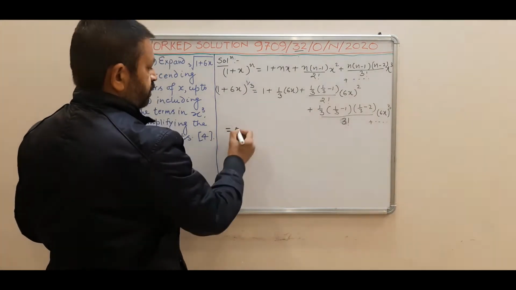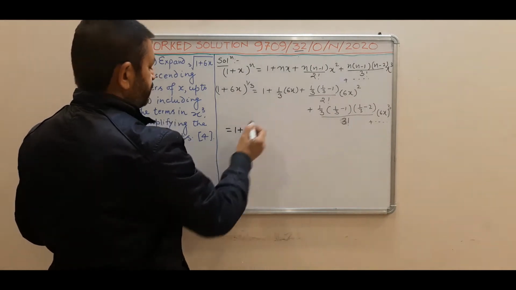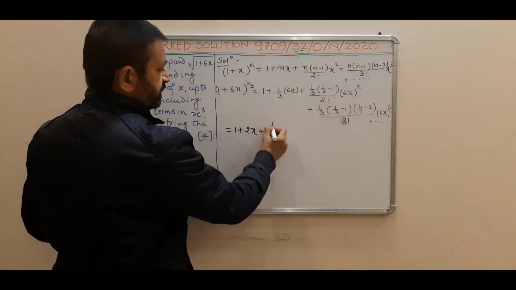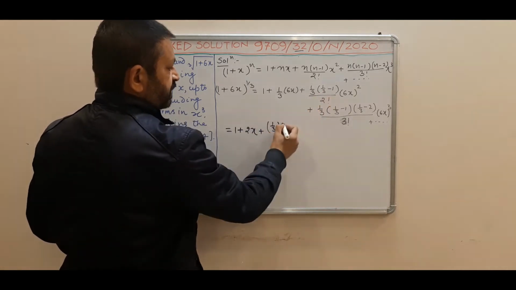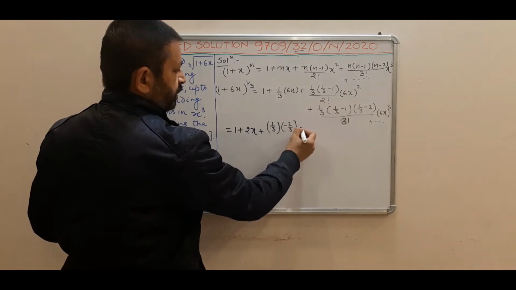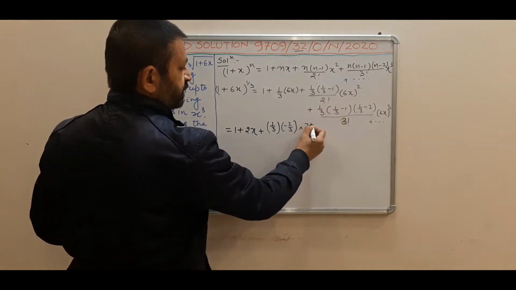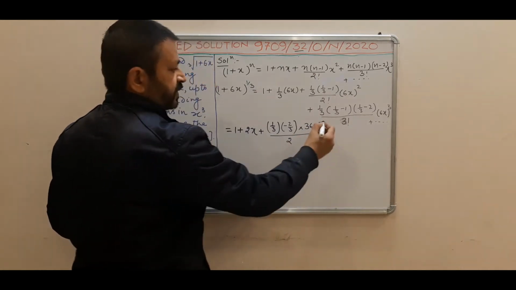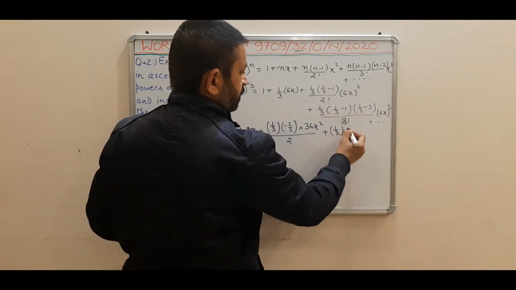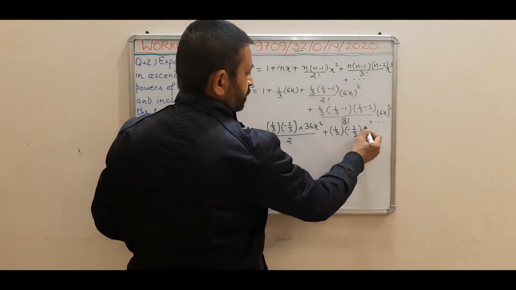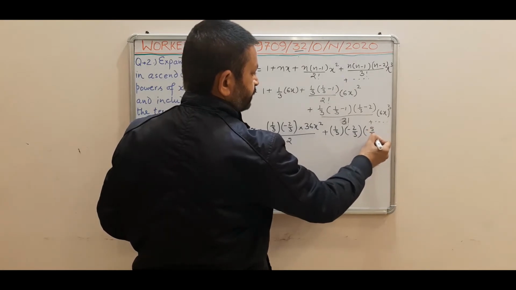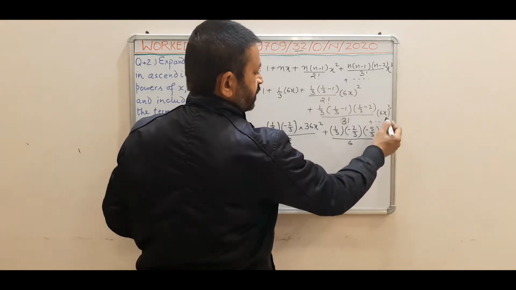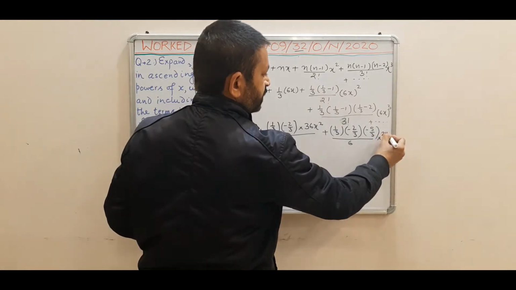So it will become 1 plus, this 3 will cancel. We have to simplify coefficients as well. So it will become 2x plus, this is 1 by 3, 1 by 3 minus 1 will be minus 2 by 3 into (6x) whole square will be 36x square upon 2, plus it will be 1 by 3, minus 2 by 3 and minus 5 upon 3. Factorial 3 will be 6 into (6x) cube will be 216x cube.